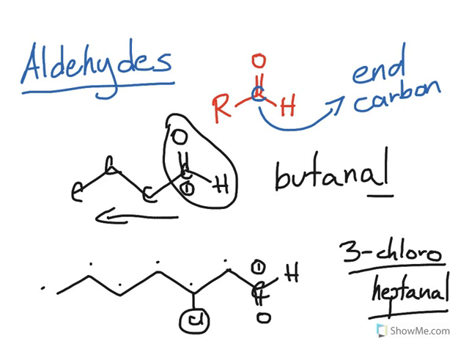All right, and that's it for tonight. Check your worksheets, and anytime that you see the al ending, that means that you have an aldehyde. And remember that the aldehyde carbon will always be carbon number 1 in the chain.